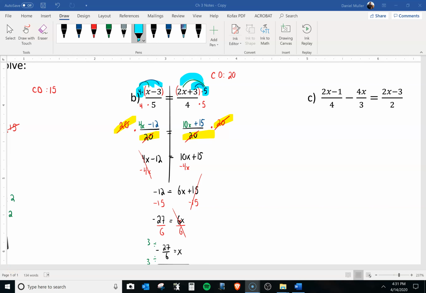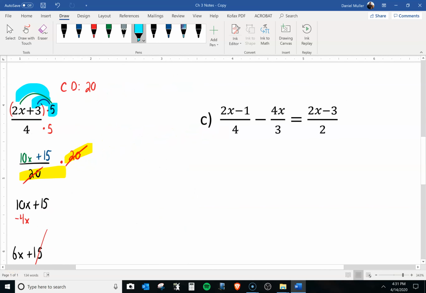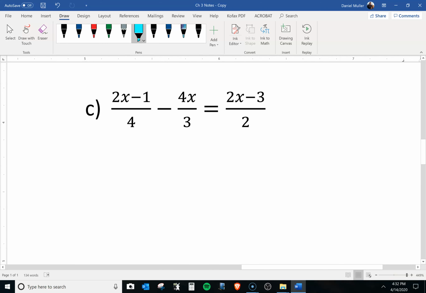All right, the last question here. 2x minus 1 over 4 minus 4x over 3 equals 2x minus 3 over 2. We've got to get a common denominator. It has to be a number that they all can be divided by and would spit out a nice whole number or integer. So like 3 and 2, for instance, 6 would work because 6 can be divided by 2 and 6 can be divided by 3, but 6 can't be divided by 4.